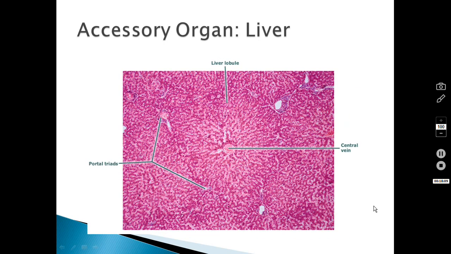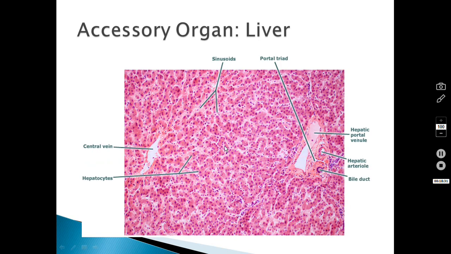If we look at one liver lobule in more detail, here you can see our portal triad that has our arteriole, our venule, and our bile duct. There's another one here. Here's our central vein in the middle. And then you can see these open spaces, and let's zoom in on that just a little bit further.